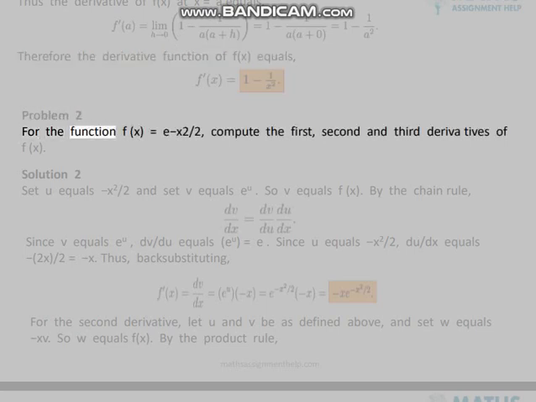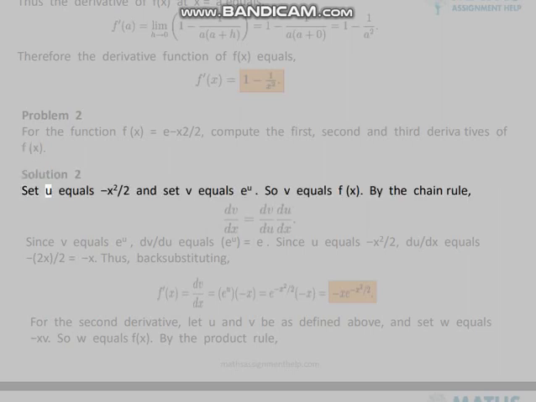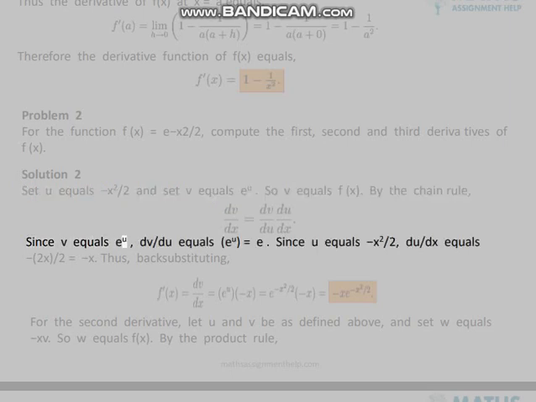Problem 2. For the function f(x) equals e to the minus x squared over 2, compute the first, second and third derivatives of f(x). Solution 2. Set u equals minus x squared over 2 and set v equals e to the u. So v equals f(x). By the chain rule, since v equals e to the u, dv/du equals e to the u. Since u equals minus x squared over 2, du/dx equals minus 2x over 2 equals minus x.